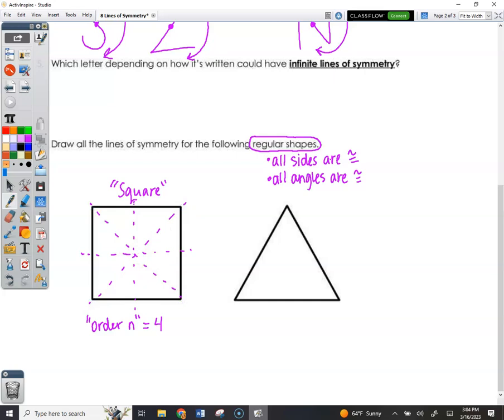Now, here's the new part. What if I said, what's the smallest degree of rotational symmetry? Meaning, what is the smallest number of degrees that I can turn that and it would land back in the position of that square? 90 degrees, right? Now, I'm going to show you the math behind finding that without, what if it's not a square? What if it's a pentagon? You know what I mean? So here's the math behind rotational symmetry.